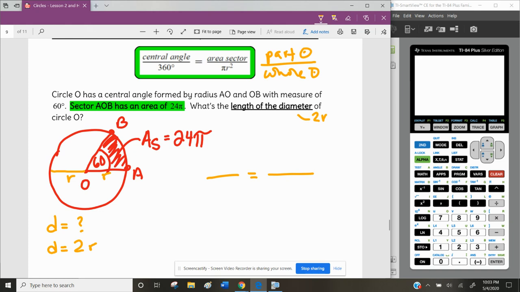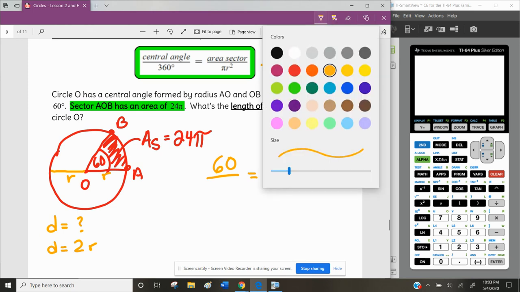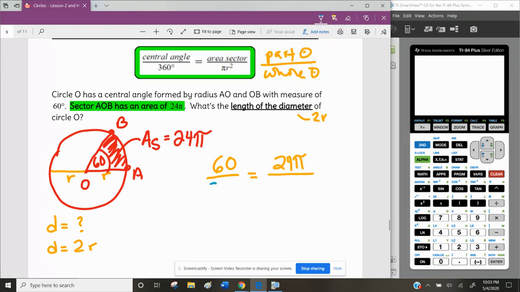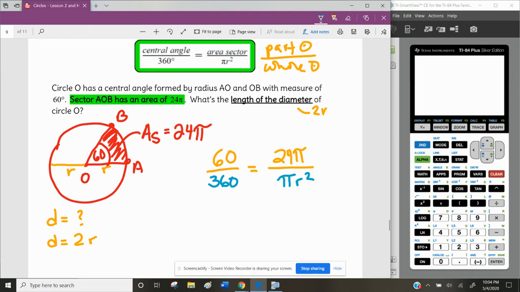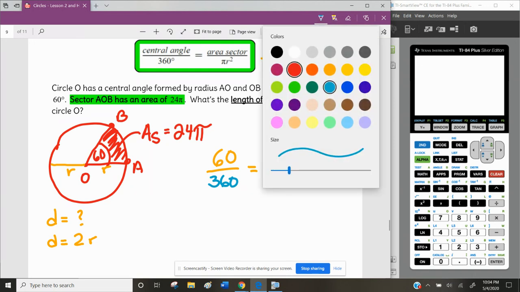Okay, so let's start. All right, here's my proportion. Okay, the part goes on top. So the parts that we have are 60 degrees and 24 pi. Okay. We know for the total in the bottom that it's out of 360 degrees, and we don't know the total area. All we know is a formula for total area, which is pi times r squared. And so we want to solve this equation for r, and then using that r, we can get our diameter.